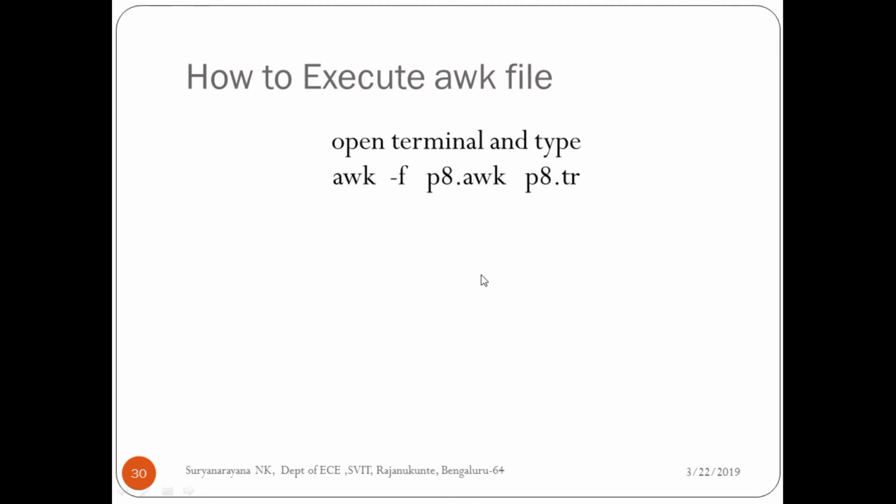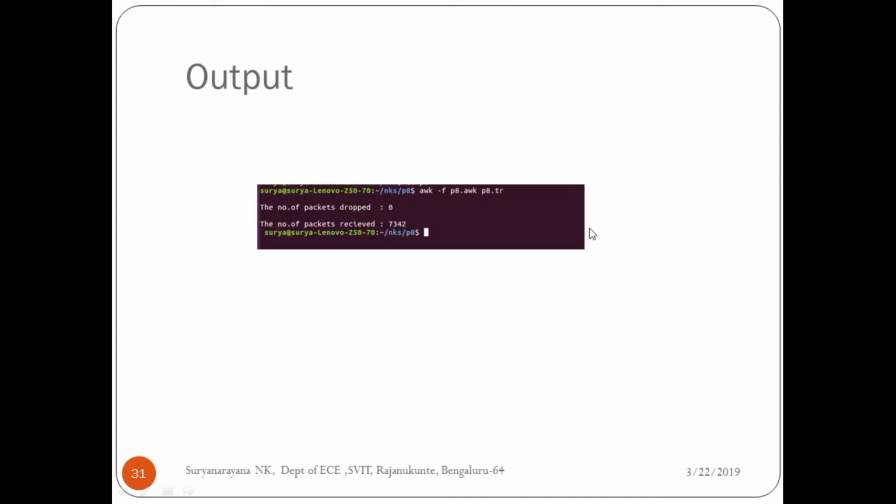How to execute an AWK file? We need to open terminal and type this command properly: awk -f, the AWK file we have created, that is p8.awk, followed by the trace file generated, that is p8.tr. After executing this, I am going to get the number of packets dropped as 0, and the number of packets received is this value.